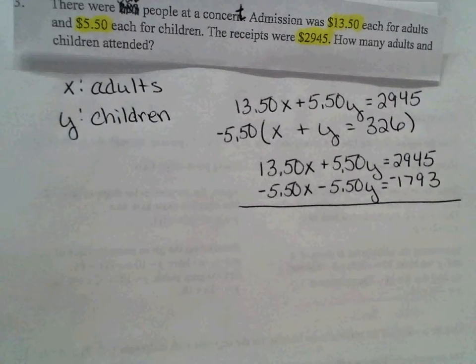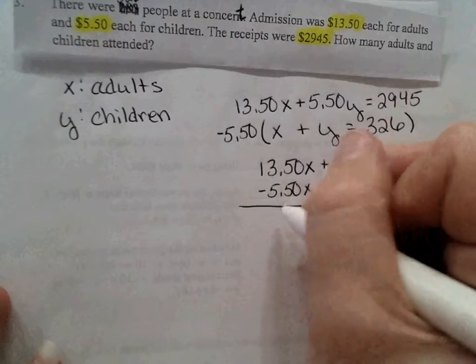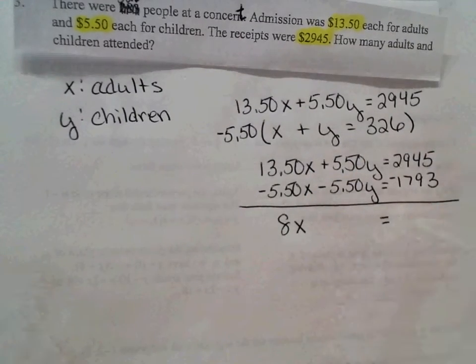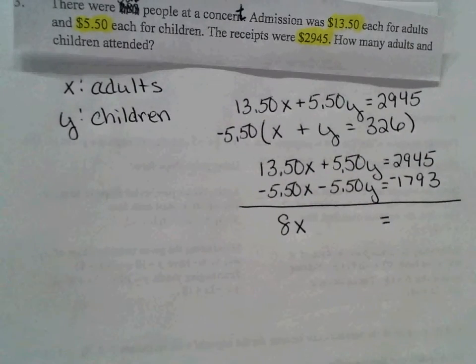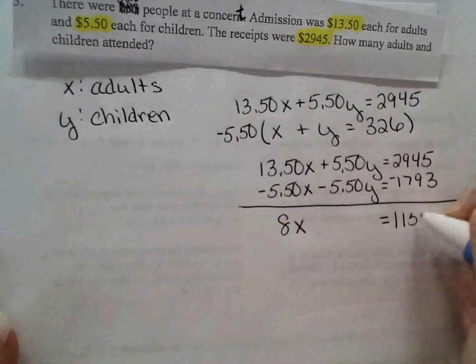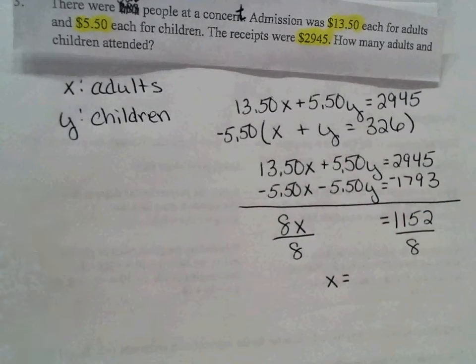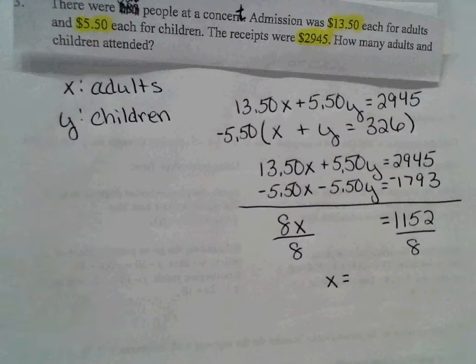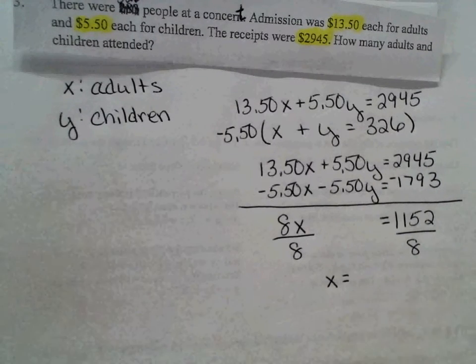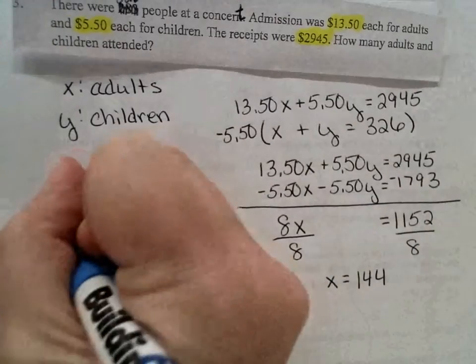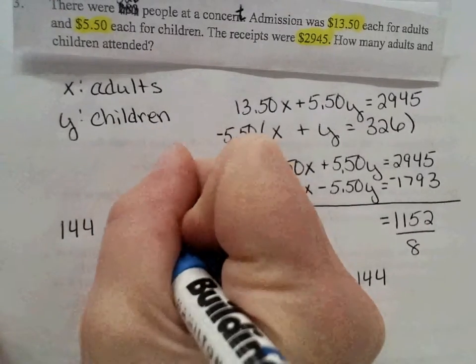So 1350 minus 550 is 8x. Y will go away. 2,945 minus 1,793. 1,152. And divide by 8. Is it possible to get a decimal here? No, you cannot have a half person, realistically. So what is 1,152 divided by 8? 144. Okay, so we have 144 adults at the concert.